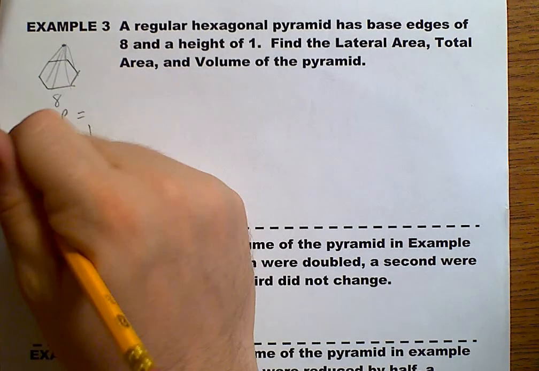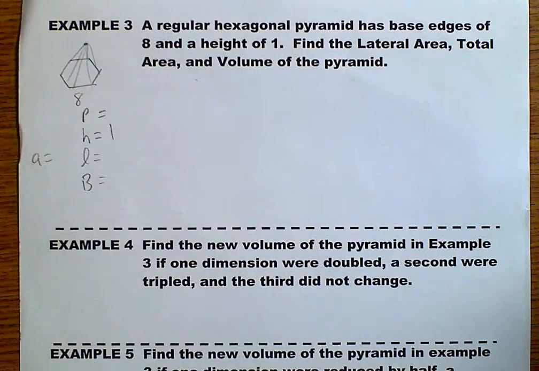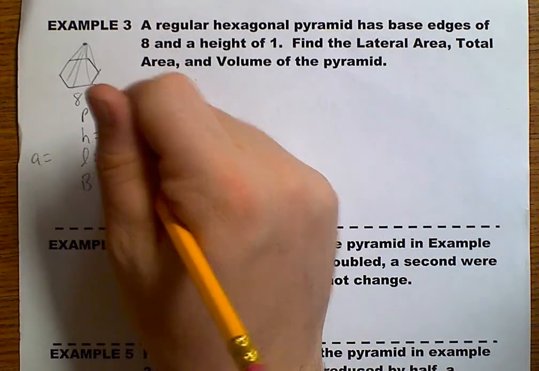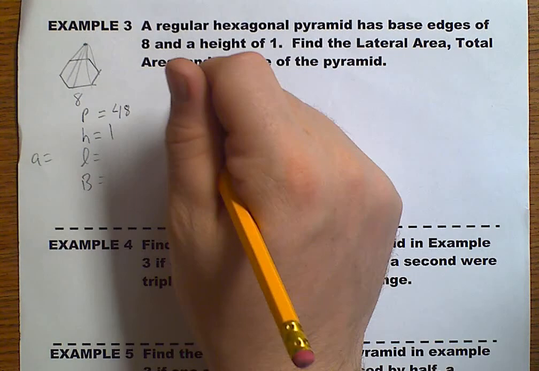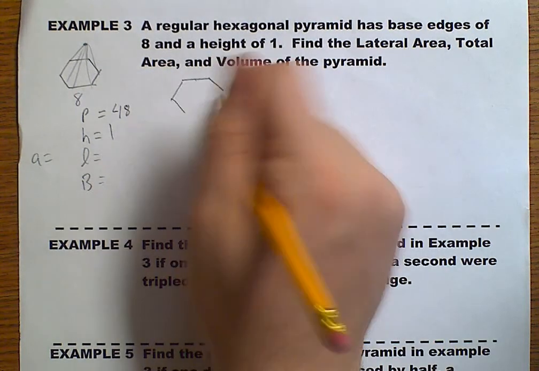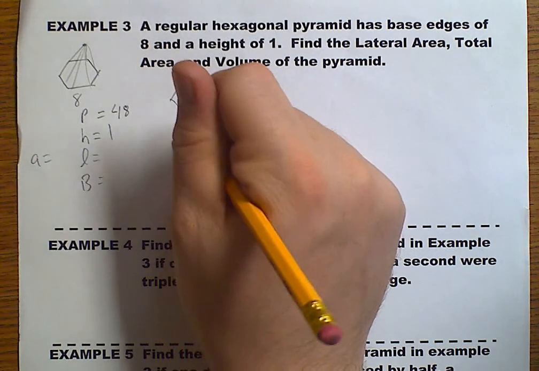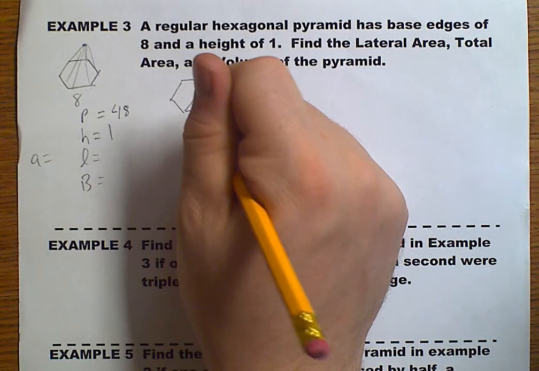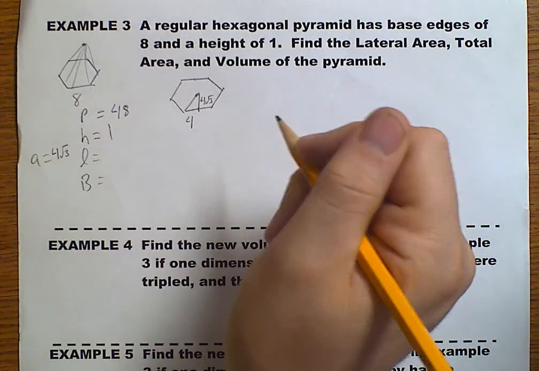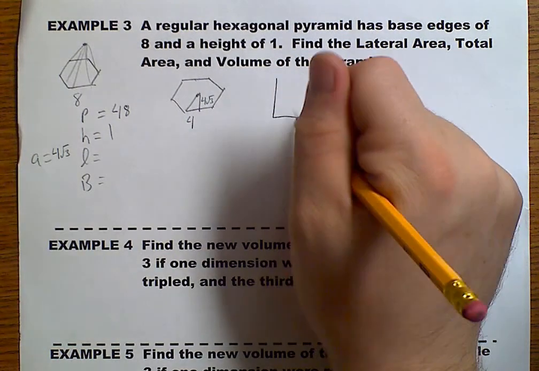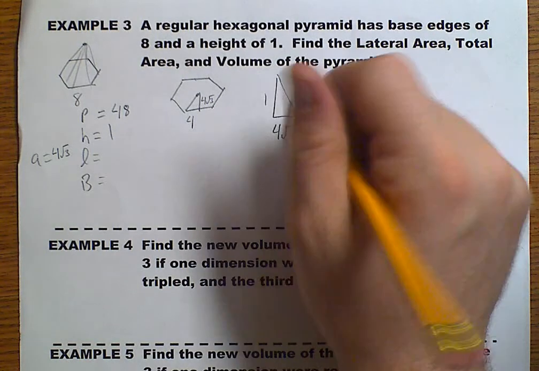we're going to need to find our apothem along the way anyway. Well, perimeter would be 8 times 6, which is 48. So now we need to find our apothem. If the whole side is 8, then half is 4, which means my apothem is 4 on the square root of 3. So my height triangle has 4 on the square root of 3 and 1.